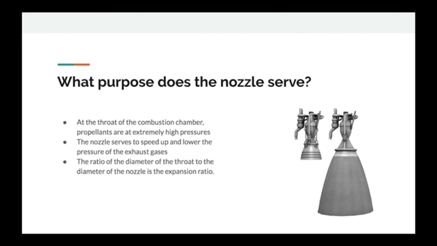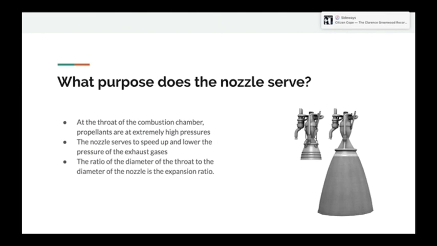At the throat of the combustion chamber, propellants are at extremely high pressures. And so the nozzle also serves to speed up and therefore lower the pressure of the exhaust gases. The ratio of the diameter of the throat of the rocket to the diameter of the nozzle is called the expansion ratio. And rocket motors optimized for use in the vacuum of space often have the largest expansion ratios of any rocket. This is perfectly demonstrated by the diagram on the right.